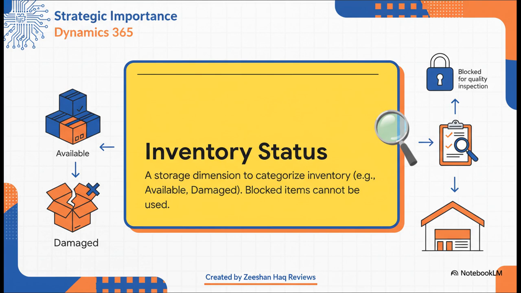Let's take inventory status, for example. This is a storage dimension that lets you classify your stock. Is it ready and available for sale? Is it damaged? Maybe it's blocked for a quality inspection. By using this one dimension, you can physically prevent blocked inventory from ever being picked for a sales order. That is a seriously powerful quality control tool right there.